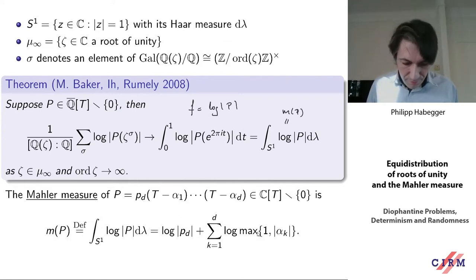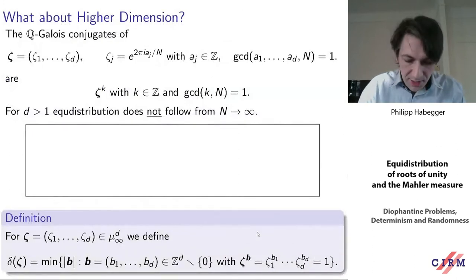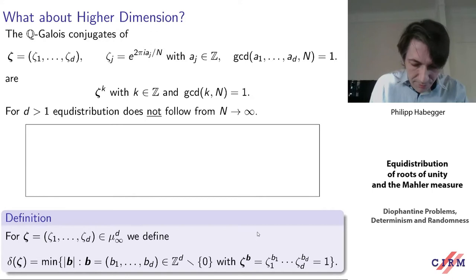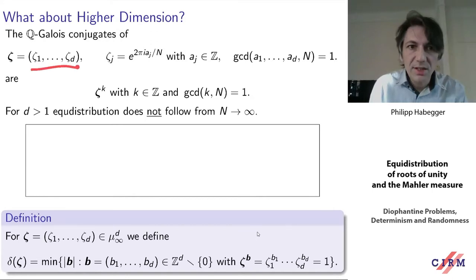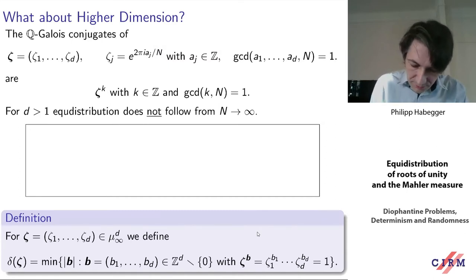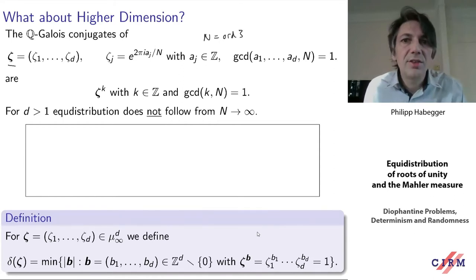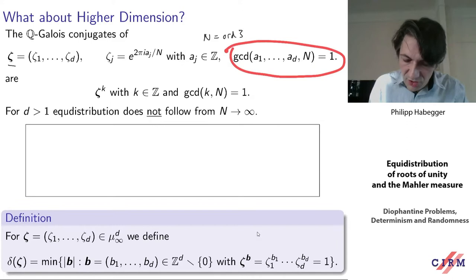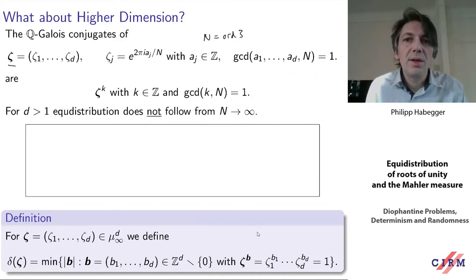All right, let me continue. What I want to talk about today is what happens in higher dimension. By higher dimension, I just mean instead of looking at a single root of unity, I'm looking at a tuple of roots of unity, zeta 1 to zeta d. Each of them has an order. We can find a common denominator n, and so the whole tuple has an order, and we're going to say that the order is n. I'm going to use a boldface zeta here to denote something in higher dimension. And being of order n is the same thing as saying that the GCD of these exponents together with n is one.